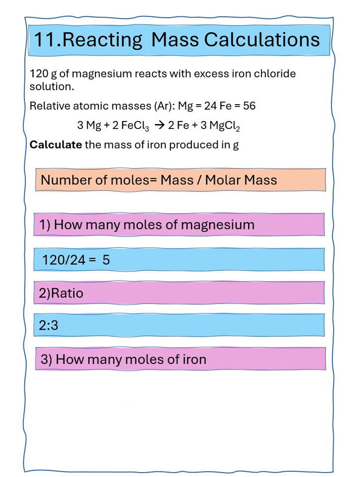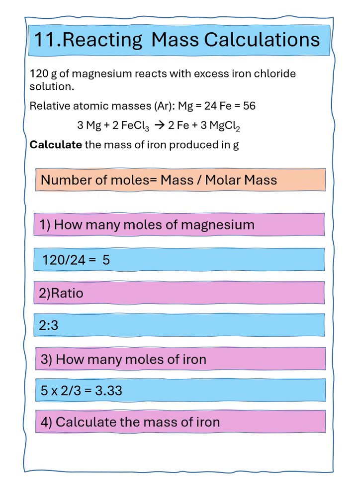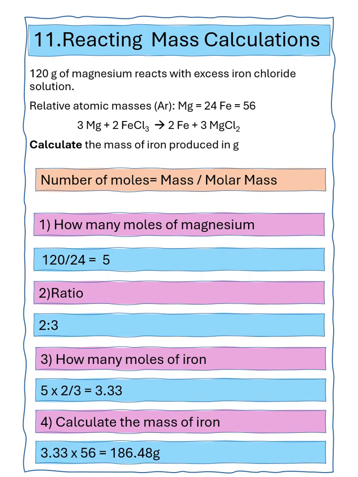We can then calculate how many moles of iron we've got. So it's 5 times 2 divided by 3. So we've got 3.33 moles of iron. Again, we can then use the equation, number of moles equals mass divided by molar mass, to calculate the mass of iron. And the mass of iron is the number of moles, which we've just calculated, 3.33, times by the molar mass, which for iron is 56. So we're going to make 186.48 grams of iron from 120 grams of magnesium.